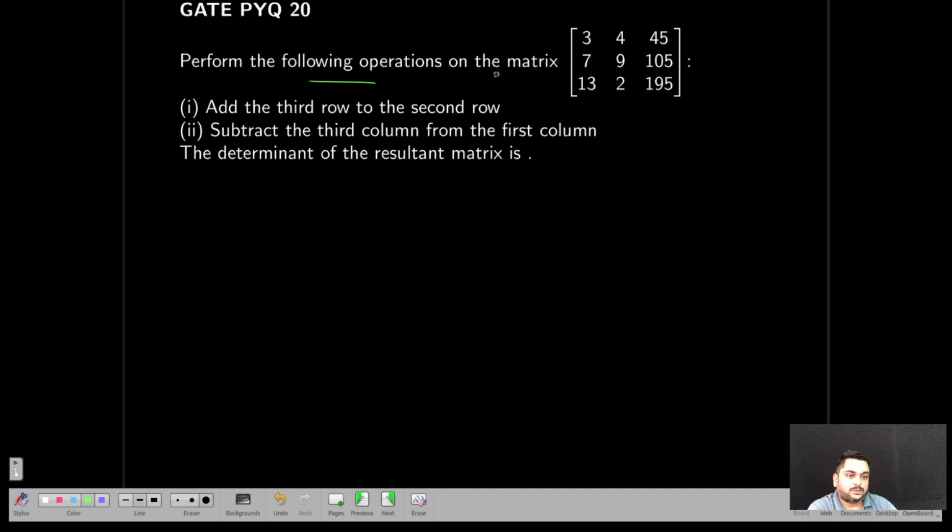Perform the following operations on the matrix and then find the determinant of the resultant. So here you can do this, they are just wasting your time here. Just observe this matrix and find the determinant. If you observe here, C3 is nothing but 15 into C3. That means this one column can be made 0. If one column becomes 0, then the determinant is 0. This is the answer.